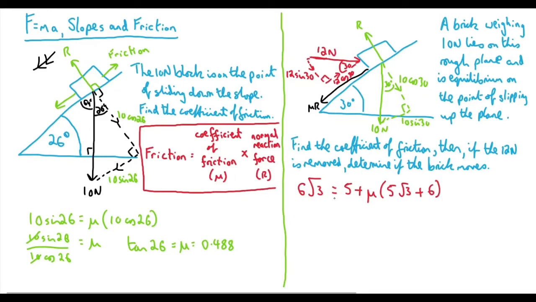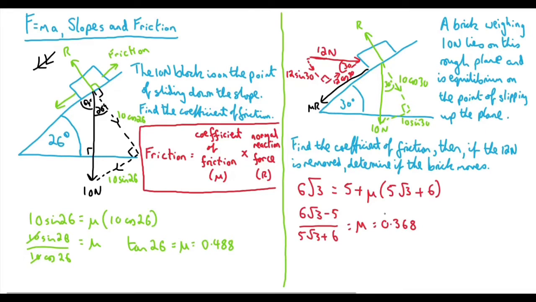At this stage, we have almost exactly like what we had over here, so we'll just rearrange to get mu on its own. So we'll minus the 5 from the 6 root 3 to begin with, and then you can divide by this bracket here. Putting that into your calculator, again to 3 decimal places, you get a coefficient of friction of 0.368.